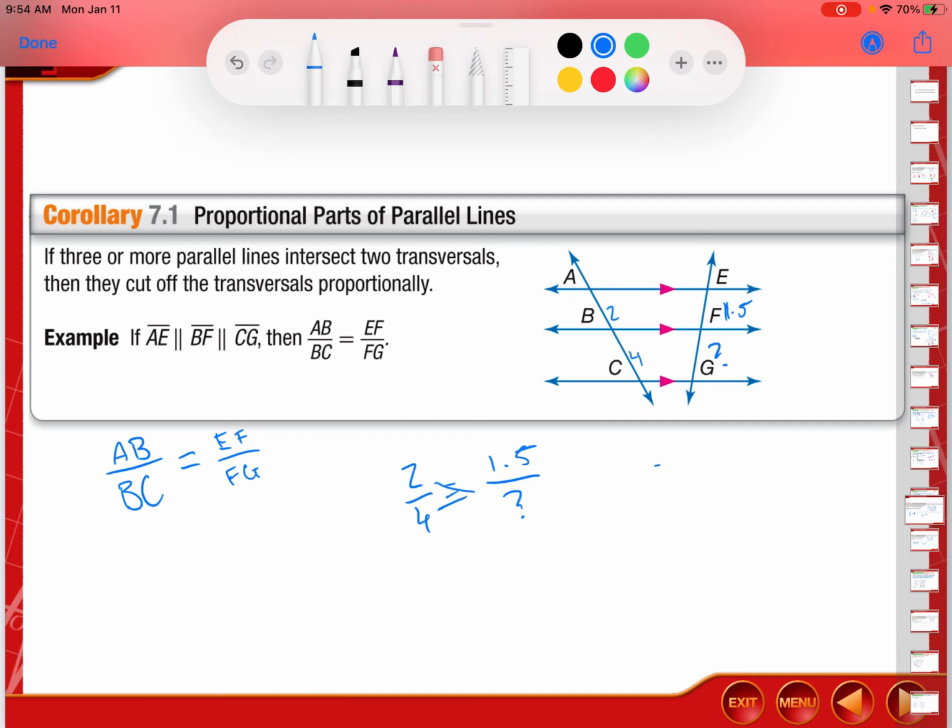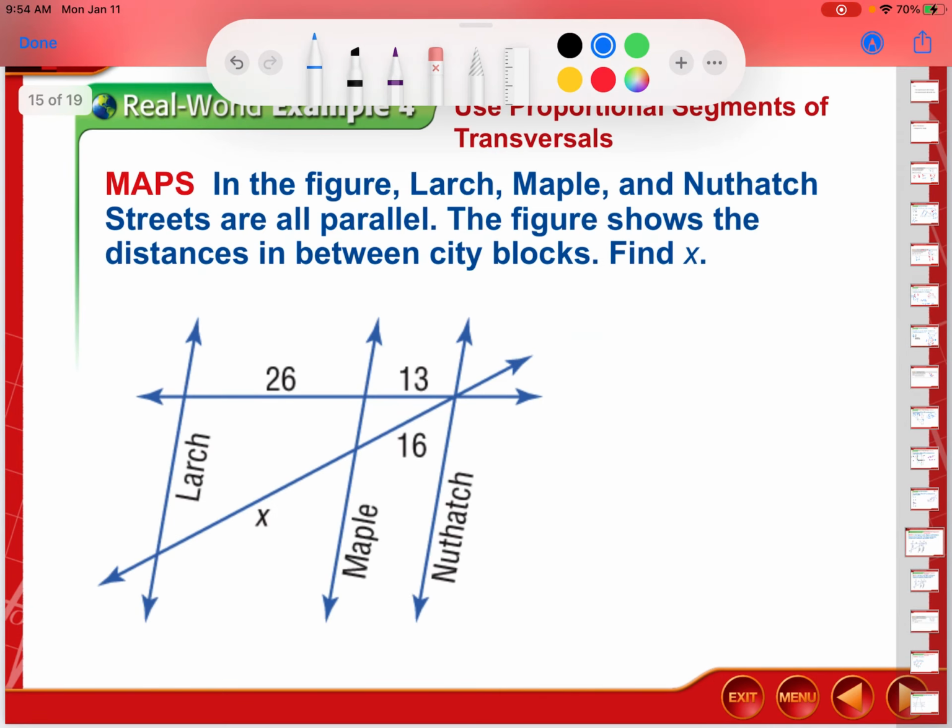Then we would cross multiply. So we would get 2 times question mark equals 6. Then we would divide by 2. We would say FG would be 3. So it's really just setting up more proportions.